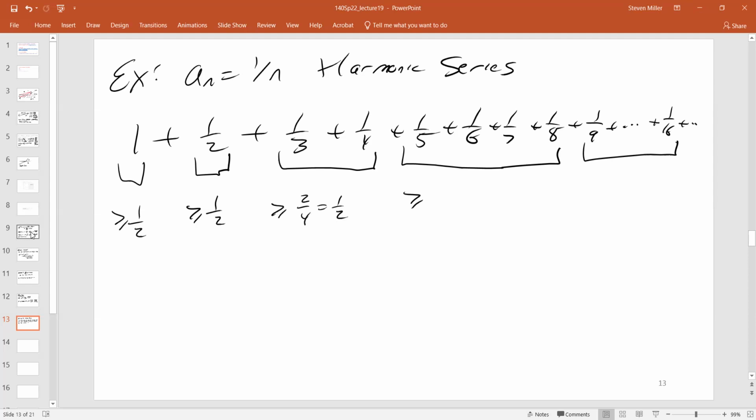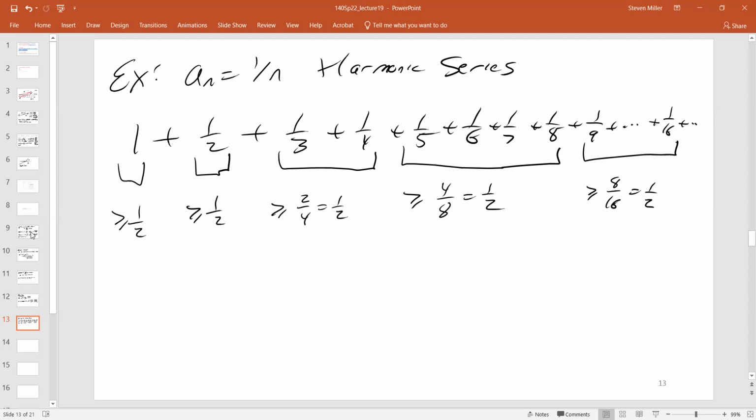What about these 4 terms? What's the smallest of the 4 terms? It's an 8. So this is at least 4/8, which is 1/2. This is at least 8/16, which is 1/2. So we see that as we go further and further down, we're always going to be adding at least 1/2. So even though the terms are going to 0, the series is going to go off to infinity. Yes? Does the number of terms being grouped together just double every time? Yes. Yep. So we're just doing powers of 2.